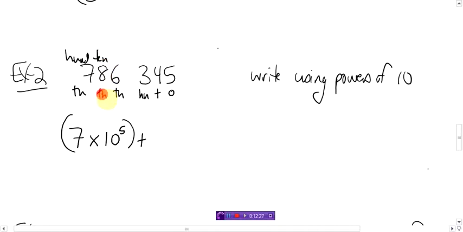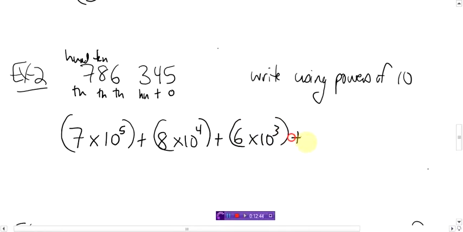8 is in the 10,000 spot, and 10,000 has 1, 2, 3, 4 zeros. 1,000 has 3 zeros, so the 6 is in the 1,000 spot, so it has 3 zeros, so we'll put 10 to the power 3. 100, 3 is in the 100 spot, and 100, as you should know by now, is 10 to the power 2, plus 4, which is in the tens. 4 times 10 to the power 1.